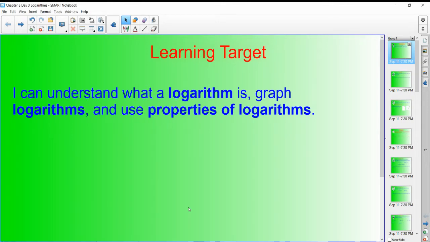Hello, everyone, and welcome to the new part of the unit where we're going to learn about logarithms. First, we're going to learn about what is a logarithm. We're going to learn about how to graph logarithms. And also today, we're going to learn about the basics. How do we use properties of logarithms to solve?